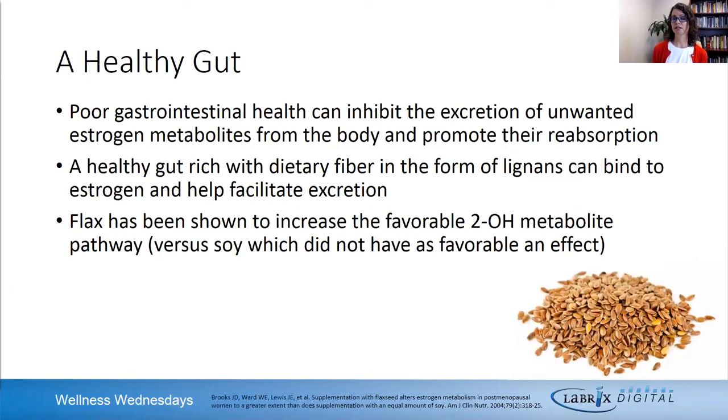A healthy gut rich with dietary fiber in the form of lignans can actually bind to estrogen and help to facilitate the excretion. So if you think of those lignans as a little transport tool that's going to help to move those estrogen metabolites out of the body. Flax in particular has been shown to increase that favorable 2-OH metabolite pathway, as opposed to soy, which did not have as favorable an effect.